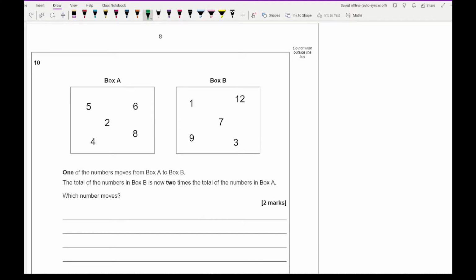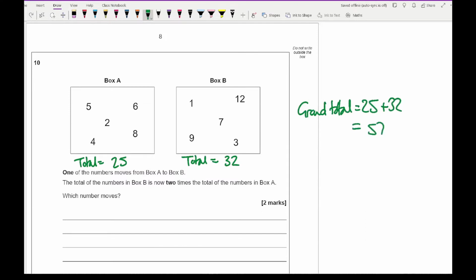So what we're going to do first is add up how many numbers there are in each box. So here in box A, the total is going to be 5 plus 4 plus 2 plus 8 plus 6, which is 25. And the total in box B is 1 plus 9 plus 7 plus 3 plus 12, which is 32. Now the grand total is going to be 25 plus 32, which is 57.